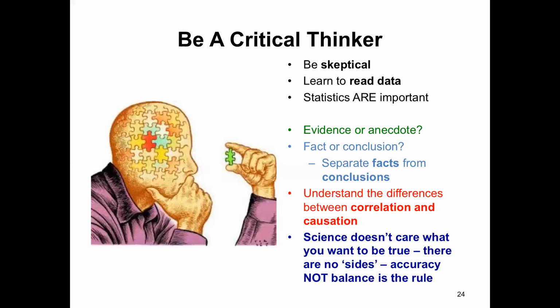When it comes to science, science doesn't care what you want, right? There's no sides, there's no balance in science. Accuracy is the rule here, all right? You can't just say, oh, well, you're biased because you're a scientist. No, that's not the case here. We need to be accurate. There's no touchy-feelingness here. And I think that's what gets science in trouble these days, because it isn't about that. Science looks at evidence and draws a logical conclusion from that, okay?